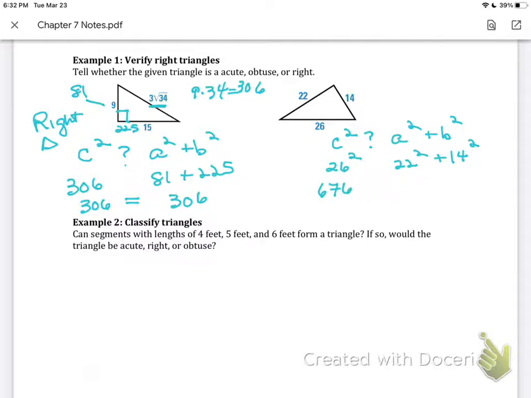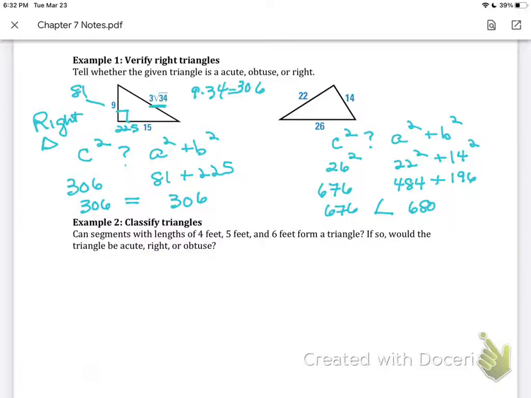Okay, 26 squared is 676. 22 squared is 484. And 14 squared is 196. Add 484 and 196, and I get 680. This is 676. So 676 is less than 680.